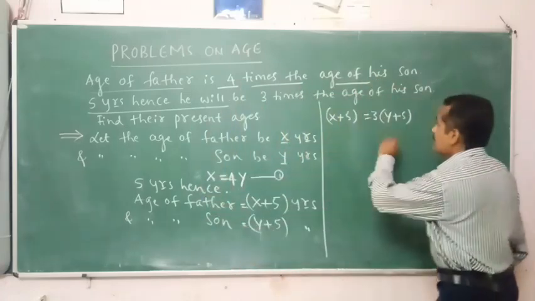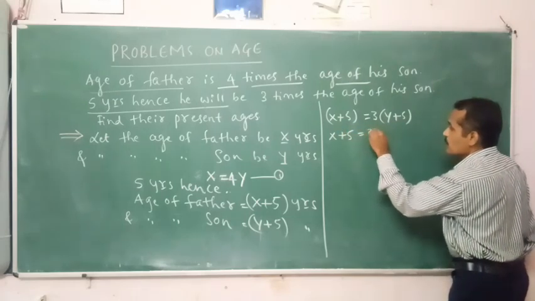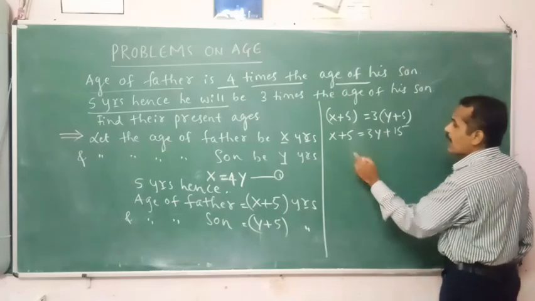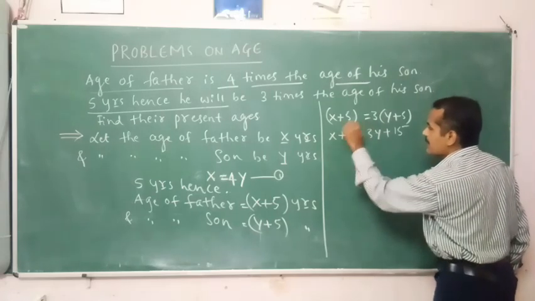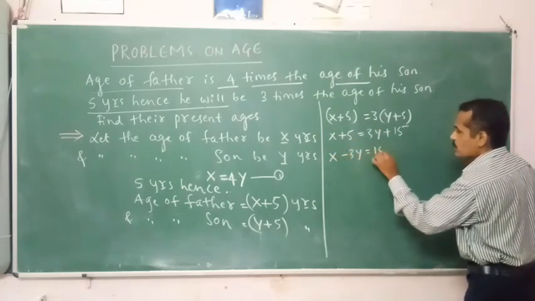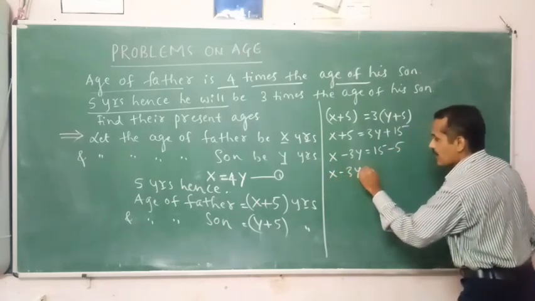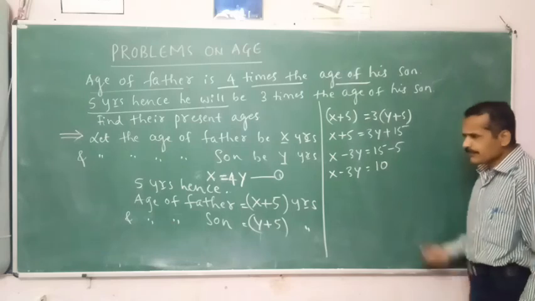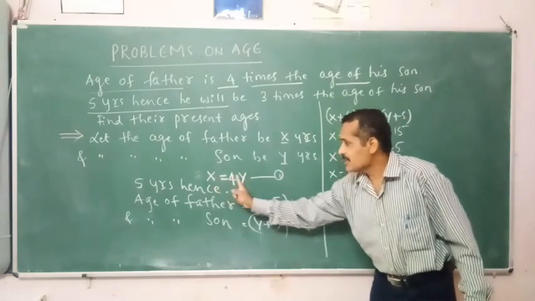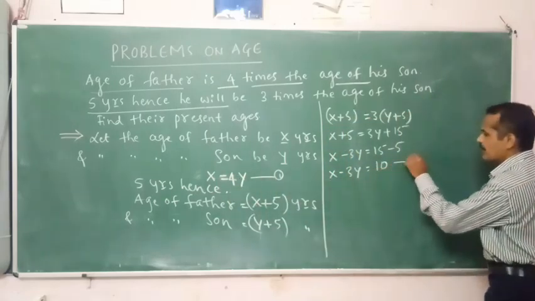Open the bracket, x plus 5 is equals to 3 into y plus 5, that is 3y plus 15. Okay. I will bring it here, x minus 3y is equals to 15 minus 5. X minus 3y is equals to 10. What I will do now? You are having a value of x here. X is equals to 4y. That we will substitute here. Let me call it, if you want, equation 2.